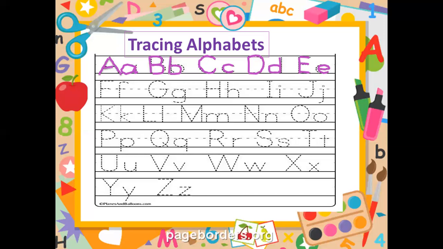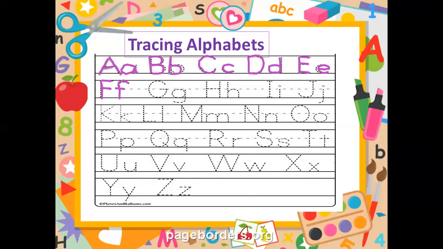Now, after E, our next letter is F, a standing line and two sleeping lines. In this case, we need two sleeping lines, one at the top and one at the middle. Now, for the small letter F, first of all, we will start from a little curve at the top like this, and then a standing line up to the bottom, and put a small sleeping line in the middle.